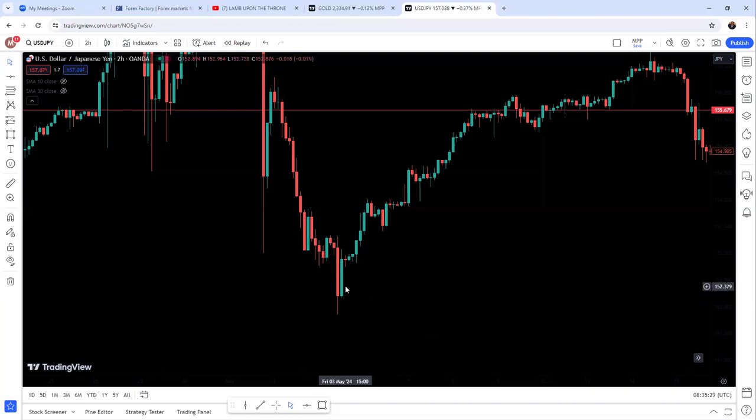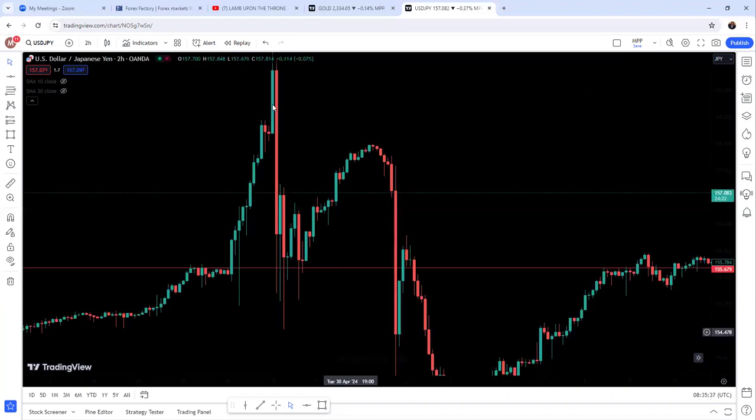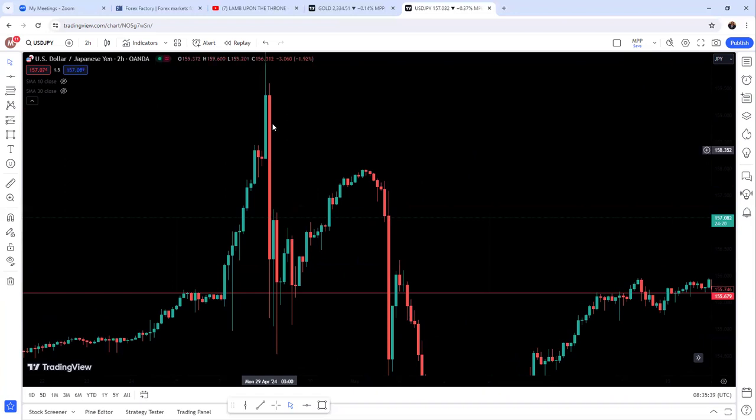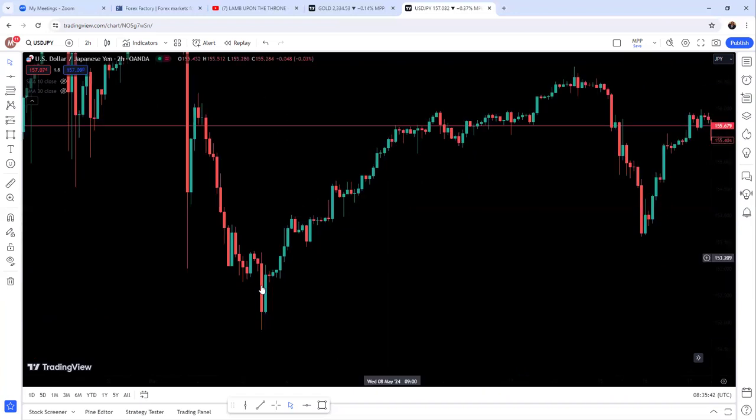Because there are times when it does not play out too well. There are times when it plays out beautifully. Here, for instance, it played out beautifully, just continued a long way. Here, it also played out beautifully and continued a long way. There are times when it would not move all the way. It would just move a bit and then continue down.